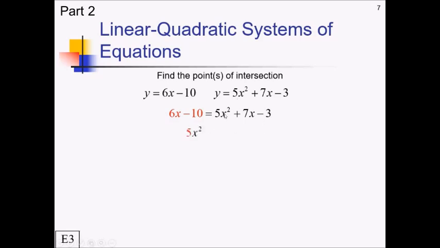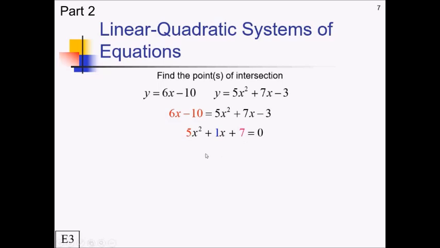So we'll keep the 5x squared where it is. And then 7x minus the 6x over here gives us just 1x. And then I'll move this 10 over here to be with the 3. Negative 3 plus 10 gives me plus 7. And I'll write the 0 over on the right instead of the left because it's just weird having 0 equals.